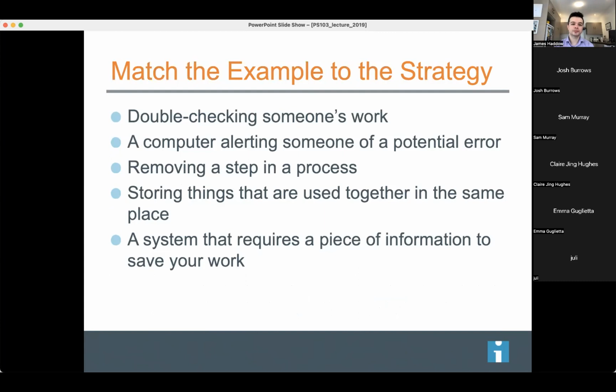So there's 5 examples here. And maybe if you could just put in the chat your answer to 1, 2, 3, 4, 5 in terms of what strategy is being used here in terms of trying to reduce error. So double checking someone's work. What sort of category of strategy is that? And then do the rest. So 2, 3, 4, 5 there. That would be good on the chat.